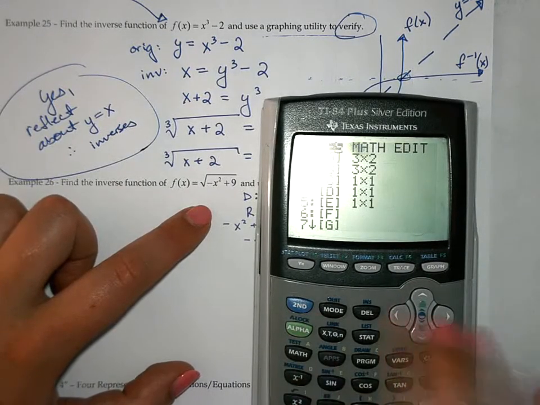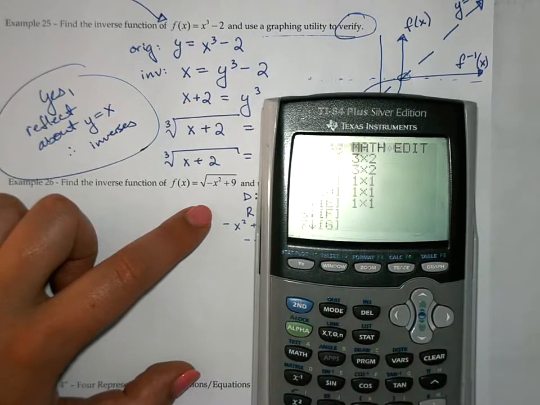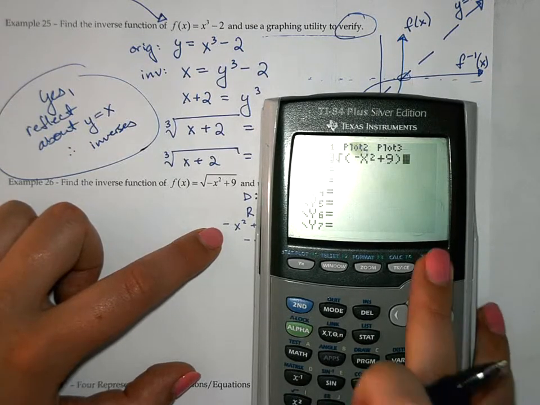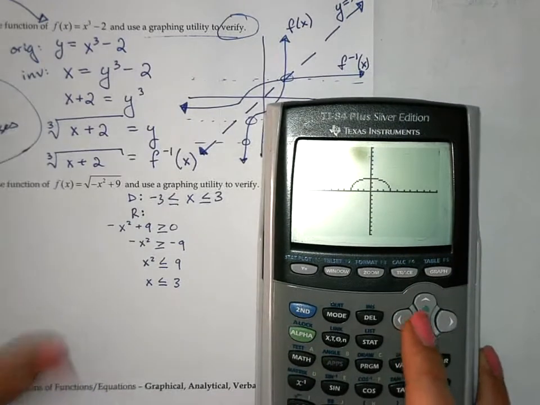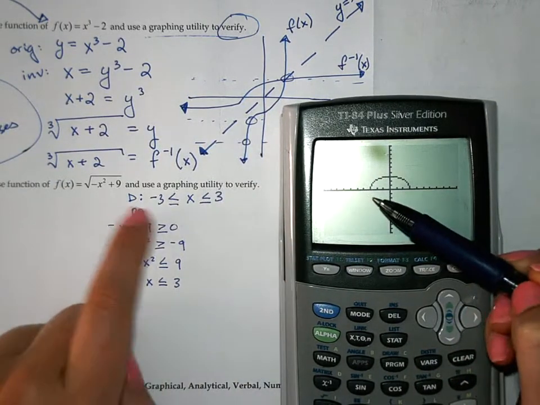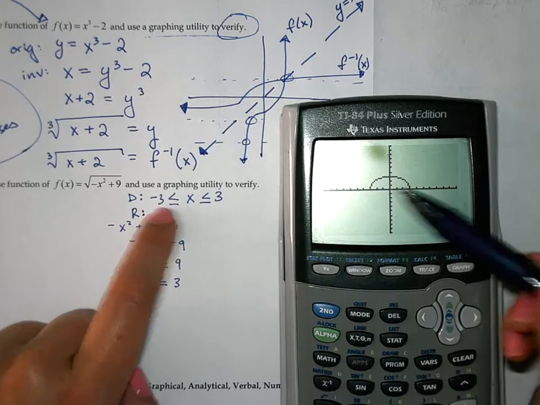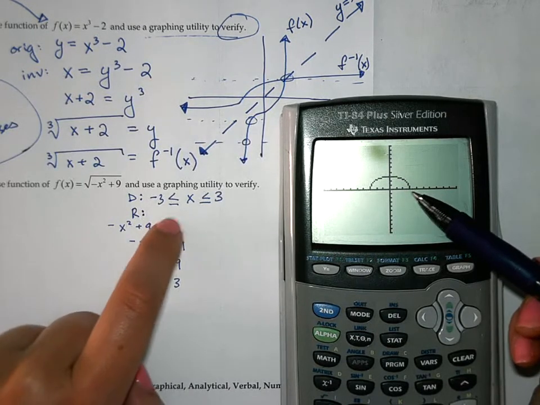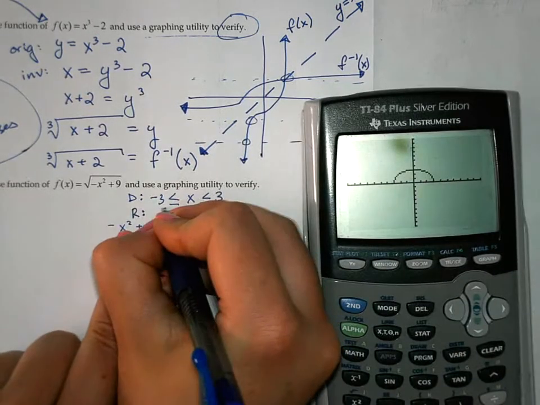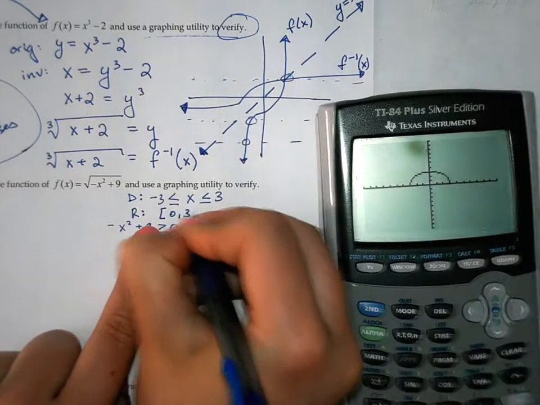The square root of negative x squared plus 9. Okay, interesting, a little semicircle. Sure enough, my domain is from negative 3 to 3. My range does start at 0. It goes up to 1, 2, 3. And it includes 0 to 3.